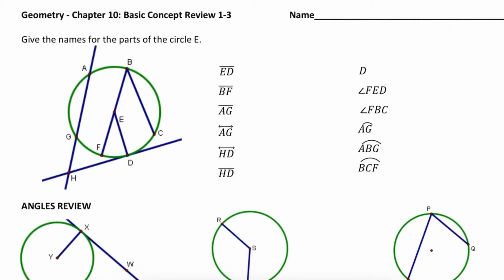We're going to start with just a little review together. It says give the names for the parts of circle E. Because they call it circle E, we know that E is the center, and so ED, that segment, is the radius. And BF, since it goes through the center, would be a diameter.